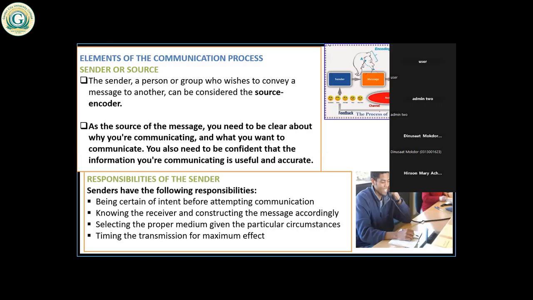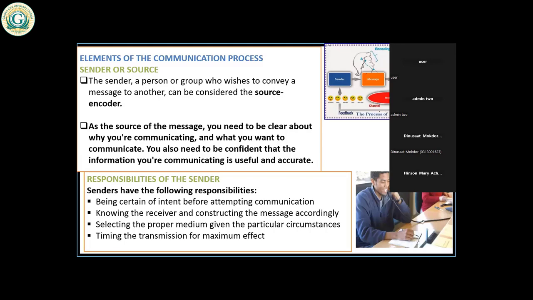So what are some of the responsibilities of the sender? You need to be certain about the content and the intent, what you mean, before attempting the communication. You also have to know the receiver well. Who am I sending this message to? Is it my peer, my boss, my subordinate, or whoever? Whichever message you want to send, you need to know the receiver, so that you can shape the intent and the content. Selecting the proper medium, given the particular circumstances and timing, is very important. These are the responsibilities of the sender.